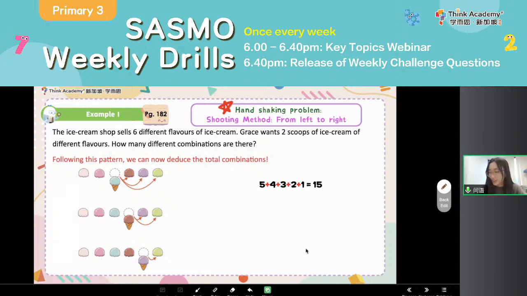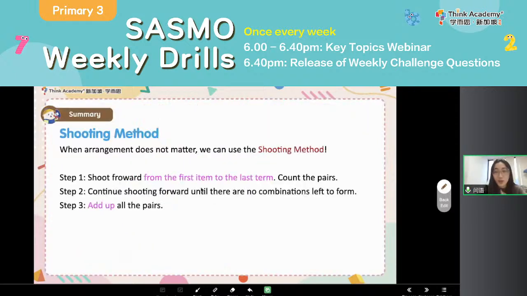Good. Now let's move on to a quick summary for the shooting method. When can we apply the shooting method? When arrangement does not matter, we can use the shooting method. We shoot forward from the first item to the last item and count the pairs. The second step is to continue shooting forward until there are no combinations left to form. And in the end, you need to add up all the pairs.